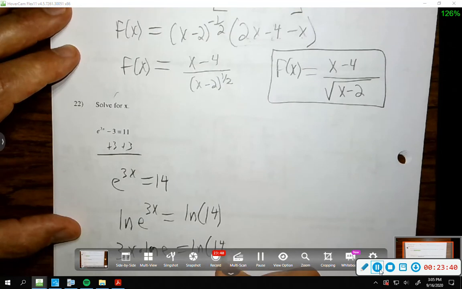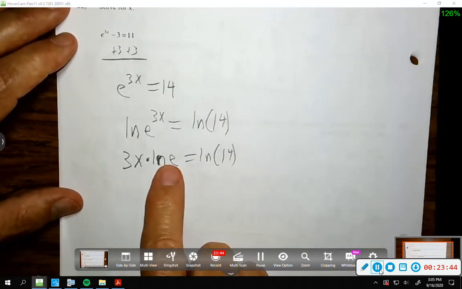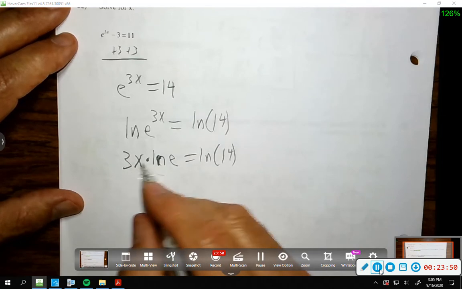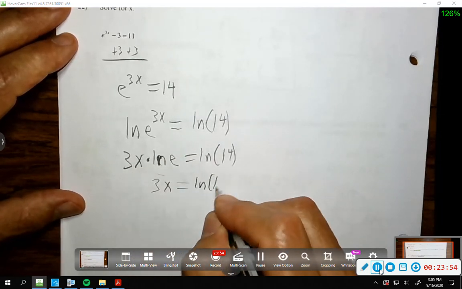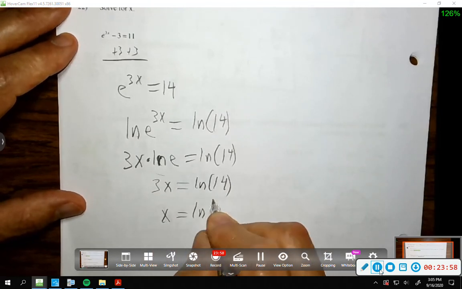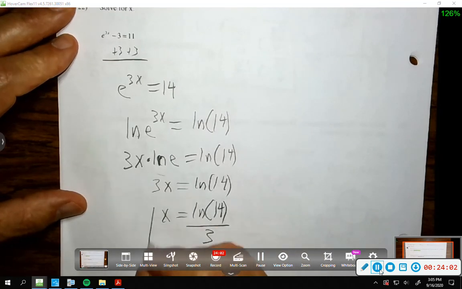But the natural log of e is always 1. We should know that as well, that the natural log of e is always 1. If the base is e, what does the exponent have to be to produce an e? 1. 3x times 1 is 3x. And divide both sides by 3. This will be a non-calculator test, so we would just leave our answer in its analytical form.